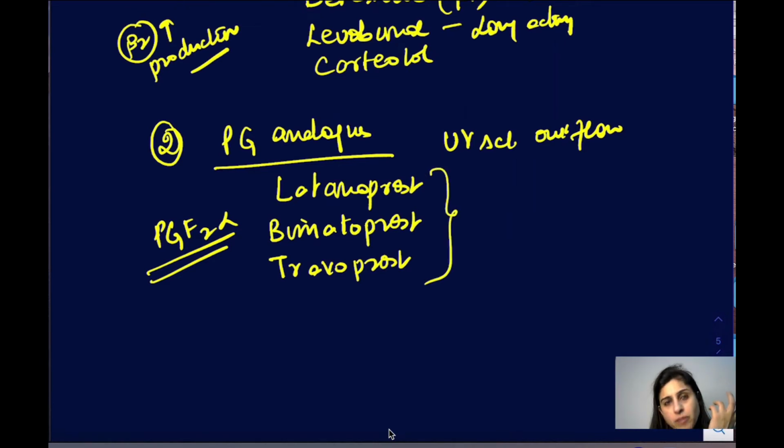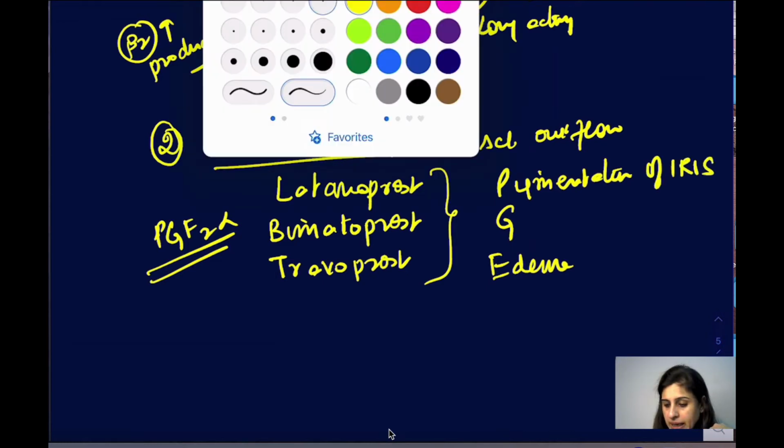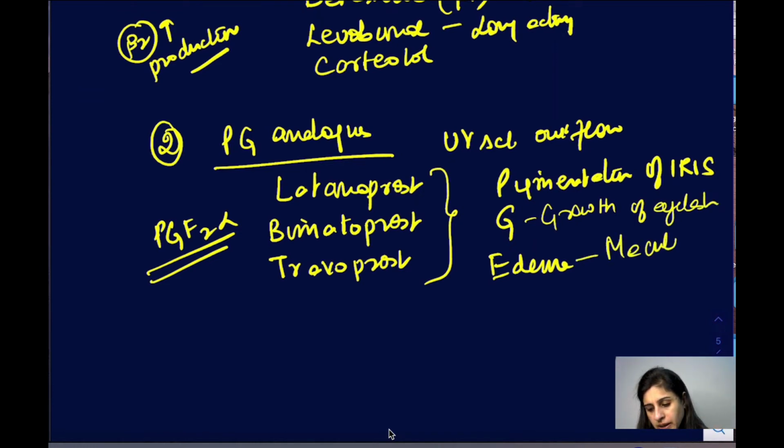The important thing about them is to remember their side effects. You can remember it by a mnemonic: PG edema, prostaglandin edema. Okay. P stands for pigmentation. It causes pigmentation of the iris. Then G stands for hair, growth of the eyelashes. Edema is edema. It causes macular edema. So these are the side effects of prostaglandin analogues.